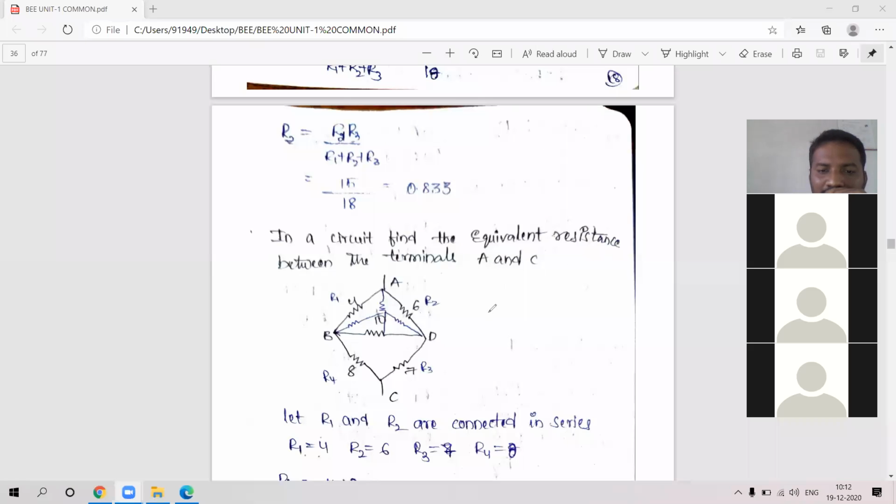Find the equivalent resistance between A and C. I will redraw the circuit. All of you, don't take the diagram.